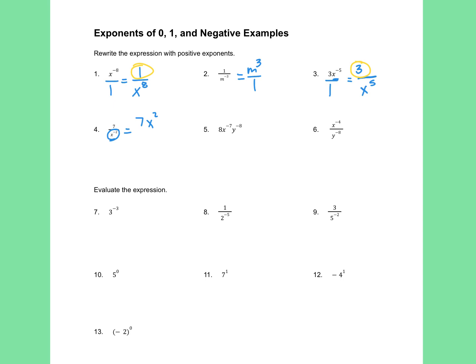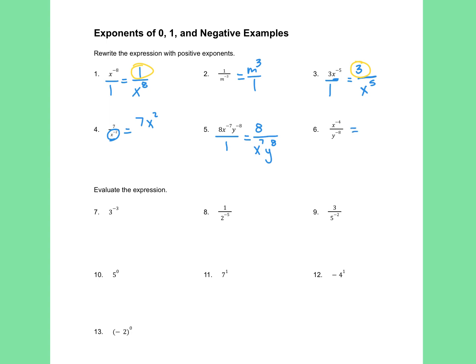Number 5, we're going to think of this as a fraction, and we are only going to move what has a negative exponent. So the 8 does not have a negative exponent. It can stay in the numerator where it's at. The x does have a negative, so it will move down, and when I move it, it becomes positive. The y also has a negative, so it's going to move. It's going to go down and make it positive. Remember, when you move it, it changes it to positive.